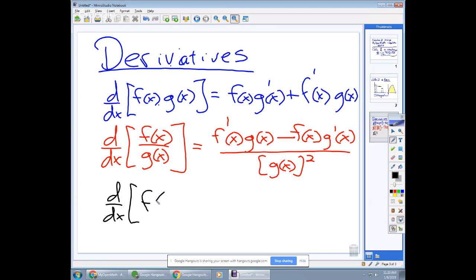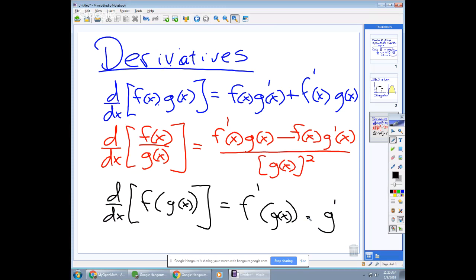If you compose two functions, f of g of x, then you get f prime of whatever happened to be there, the g, then you have to adjust by multiplying by the derivative of g of x, g prime there. Now, those are some big formulas.